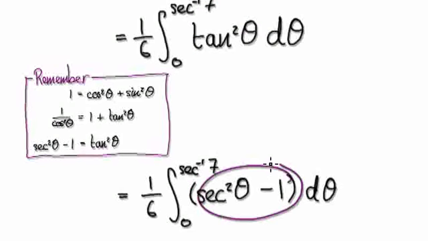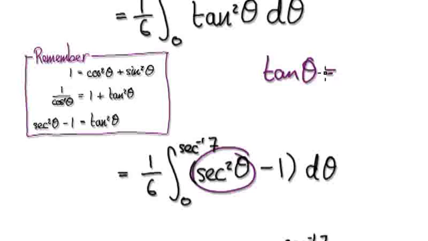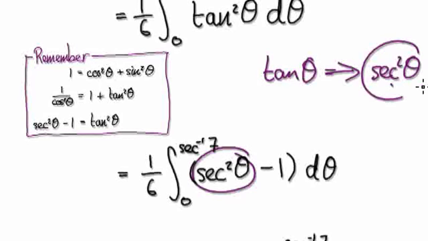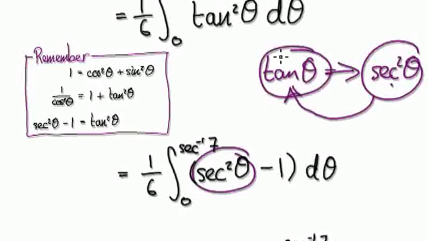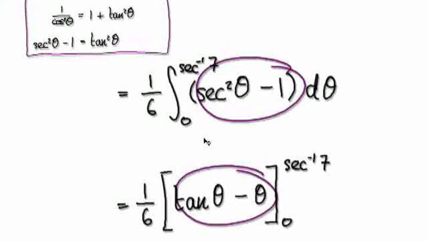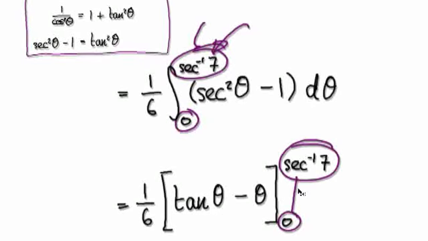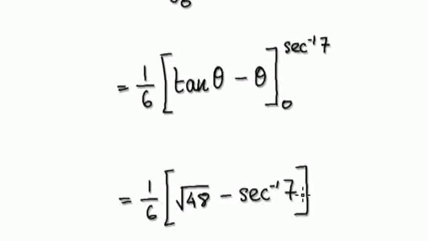So now this here is easy to integrate. Just remember that when you differentiate tan theta, it will give you secant squared of theta. So if you want to integrate secant squared of theta, it will give you tan. Anyway, integrate this thing here, it will then give you this. So we are integrating it from 0 to this value here, whatever this may be.